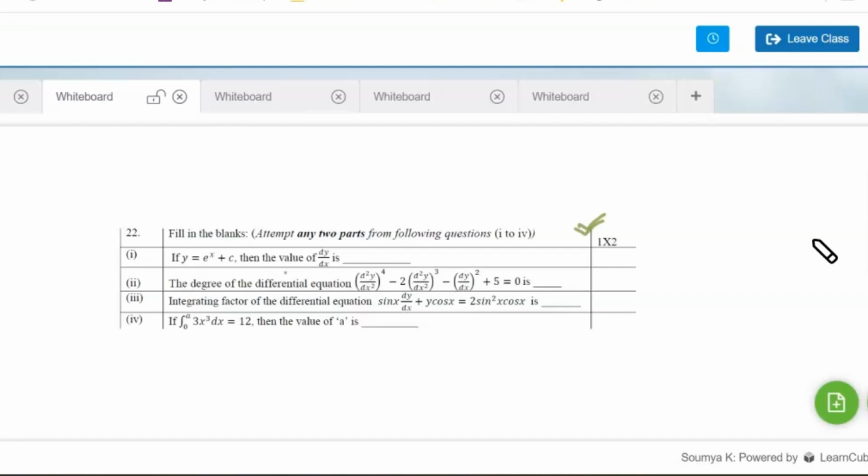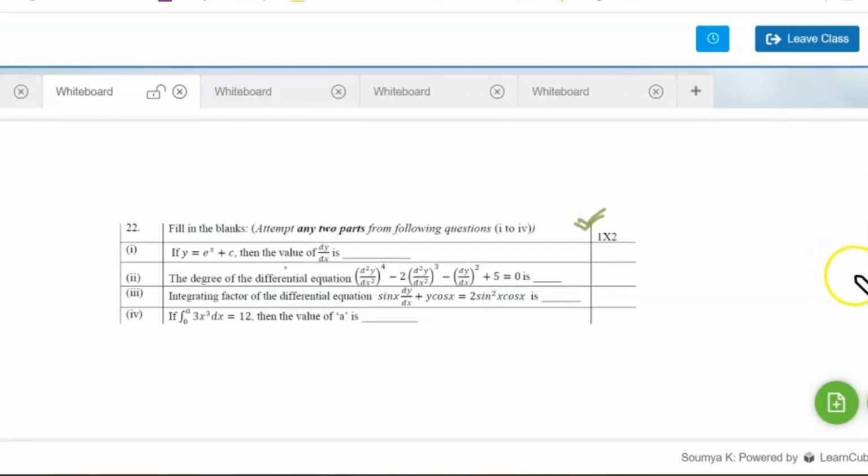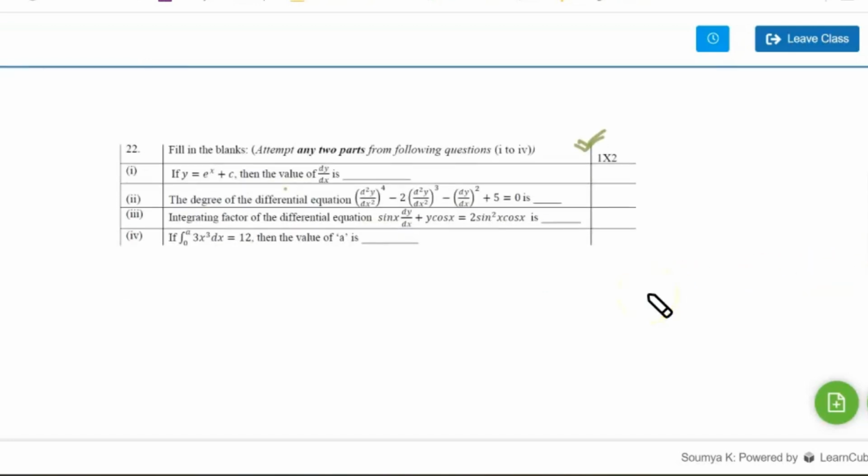Let's see how to solve the first answer. It is from the differentiation topic. y is equal to e raised to x plus c is the given function, then find the value of dy by dx. So you have to differentiate this y with respect to x. It is very easy to do. When you are doing the left hand side, on the right hand side also you have to find the differential. The differential of e raised to x is always e raised to x only, and for the constant it will be 0.